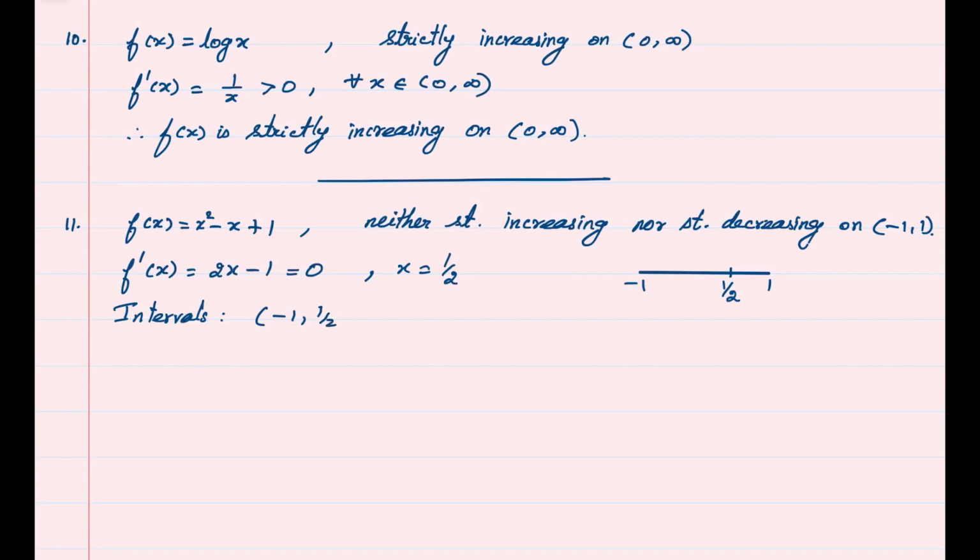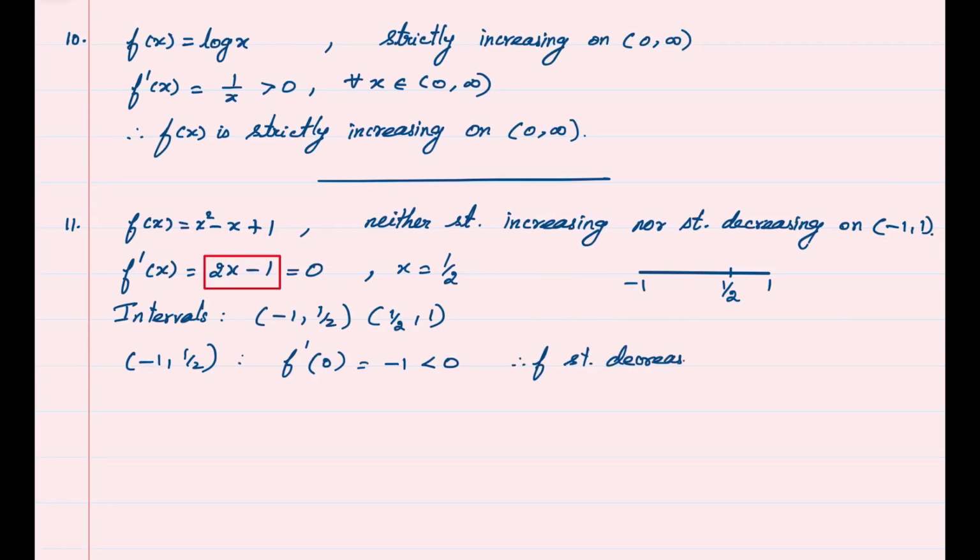Open interval minus 1 to half and open interval half to 1. Since the word strictly is mentioned in the question, we should not include the critical value half. So in the first interval, let us check the sign of f dash by substituting a value from this interval. We will take 0. f dash is 2x minus 1. 2 times 0 minus 1 is minus 1, which is negative. Therefore, f strictly decreases in this interval.